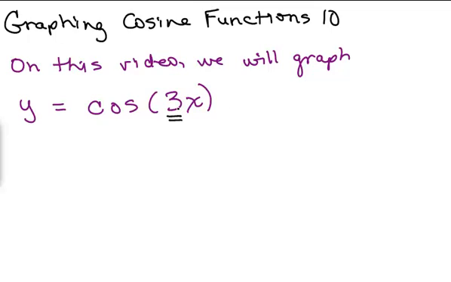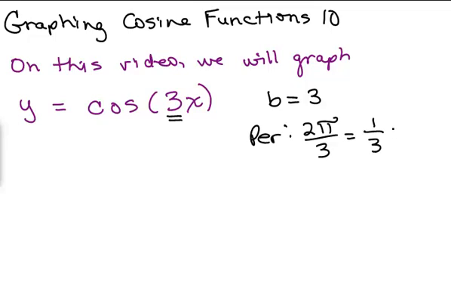We see that the coefficient is 3. We usually call that b. So if we call that b, then to get the new period, you take the period of cosine, which is 2 pi, and divide by b. Now, if it's just a whole number, it's easier to do it like that, 2 pi over 3. But some people write it as 1 over b times 2 pi, the reciprocal of b times 2 pi. Of course, if you simplify that, you get the same thing. So the period of this graph is 2 pi over 3.